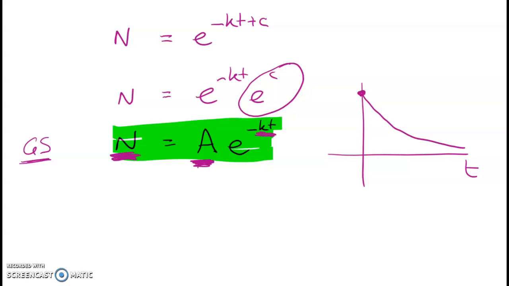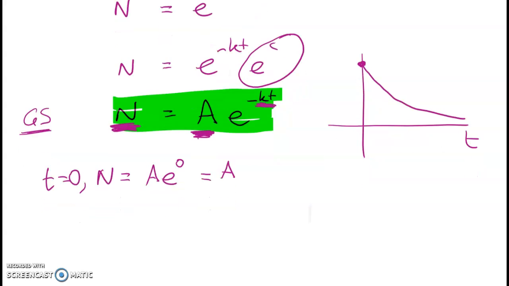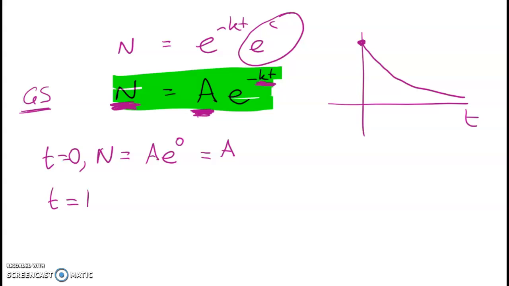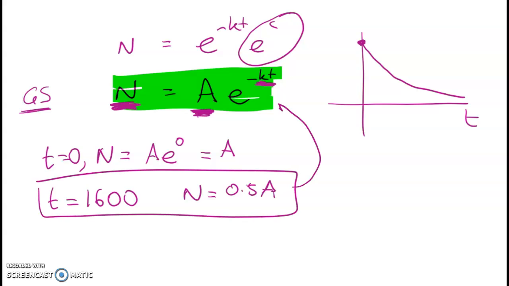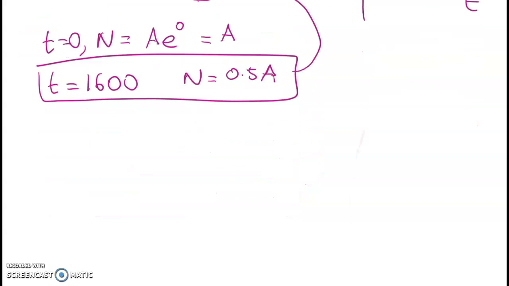All right, so what can I do now? Well, we know that at t equals 0, how much have we got? Well, N will equal A times e to the 0, which is just A. What about after 1600 years? Well, at t equals 1600, we know that we've got 0.5 of that initial amount left. We can use that information in here to figure out the value of k. And that's what we'll do now.